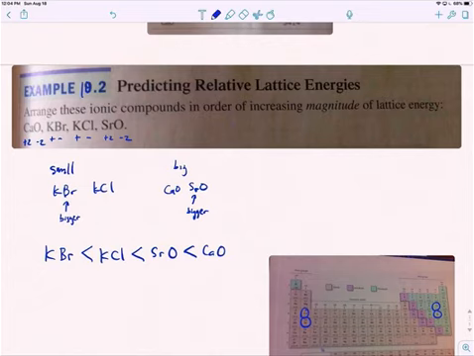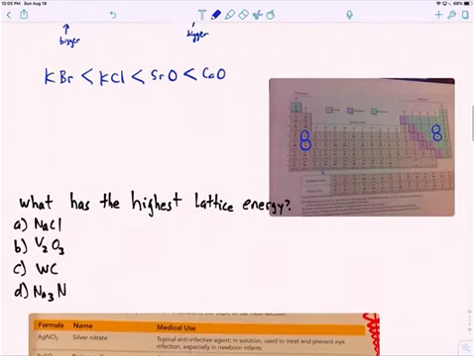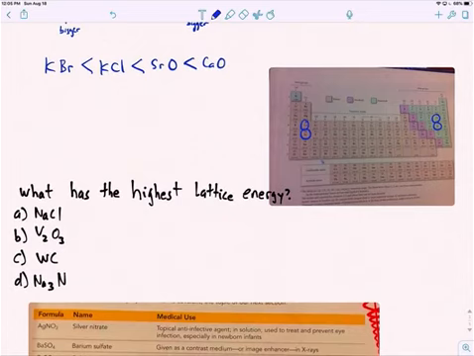And again, the reason for this is that potassium bromide and potassium chloride are +1, -1, so those are going to have lowest lattice energies versus the +2, -2 of the oxides. And we put bromine first because it's the bigger ion, so it has the smallest lattice energy, and strontium is lower energy than calcium because it's bigger. Okay, see if you can follow which one of these has the highest lattice energy.